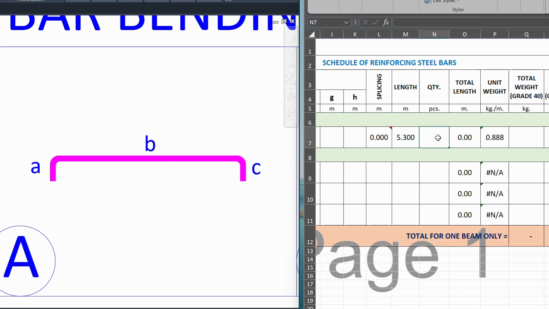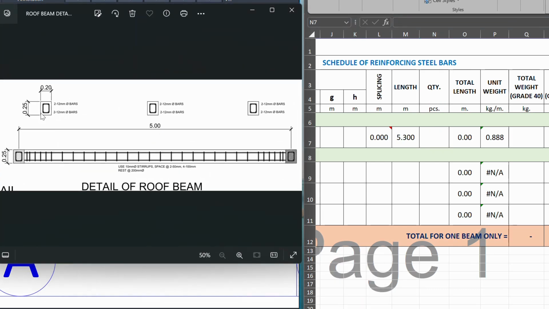And then the quantity. So how many main bars do we have? In the plans, we have 4. The bottom and the top bars is 4. So the total is calculated. Again, let's calculate: equals 4 times 5.3, it's 21.20 meters. Yung total na main bar sa isang roof beam.